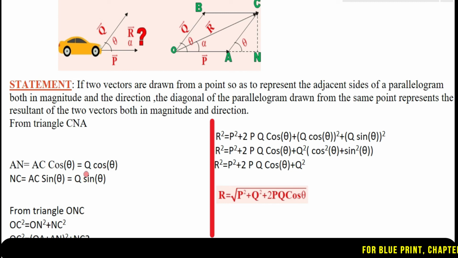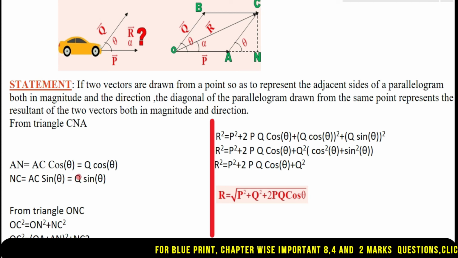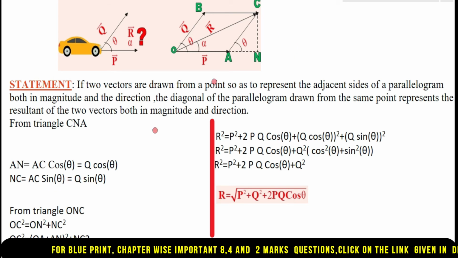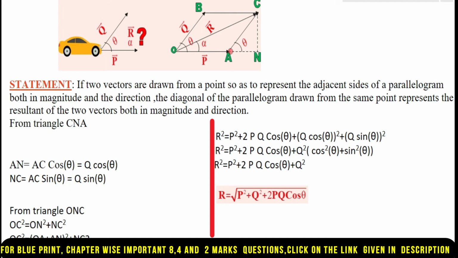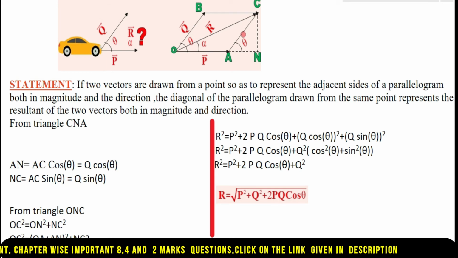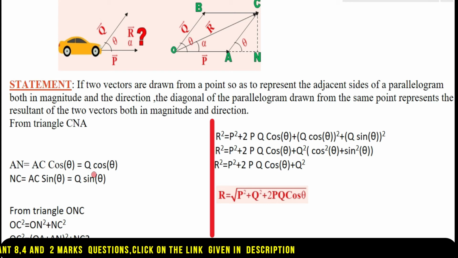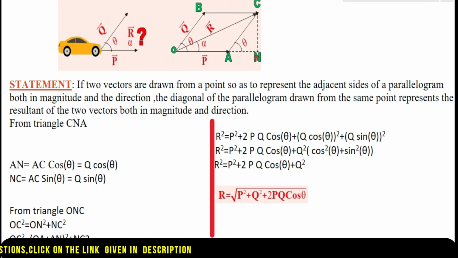Similarly, if I apply sin theta in the right angle triangle ANC, I'll get sin theta is equal to NC by AC. Then NC will be equal to AC sin theta. AC means this, which is again Q. So NC will be equal to Q sin theta. Now let us consider the right angle triangle ONC.